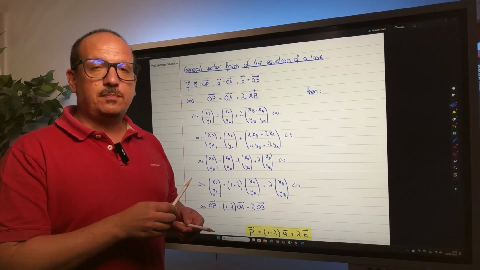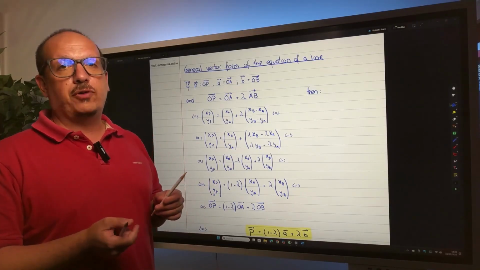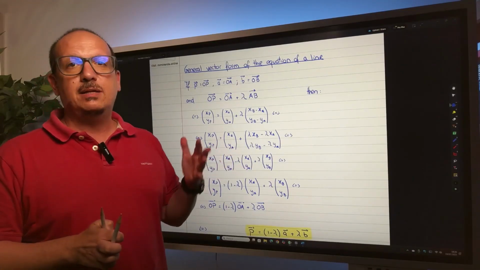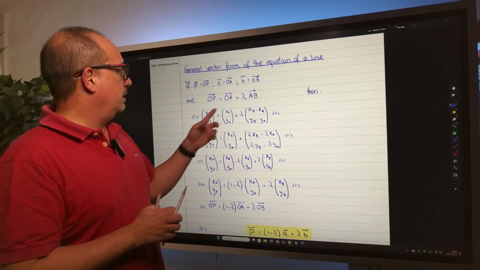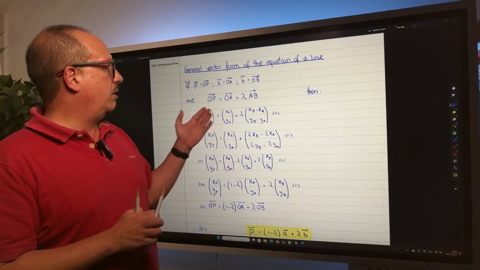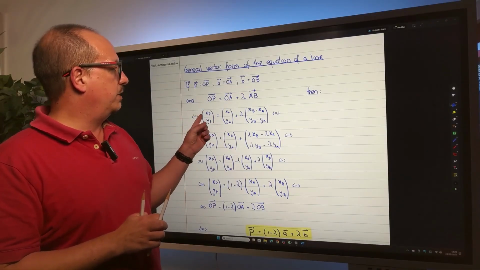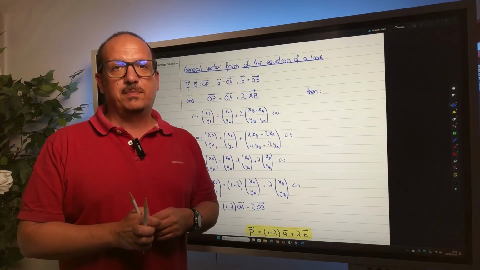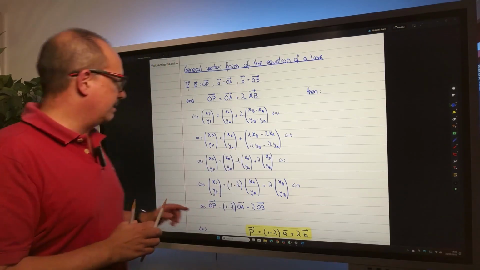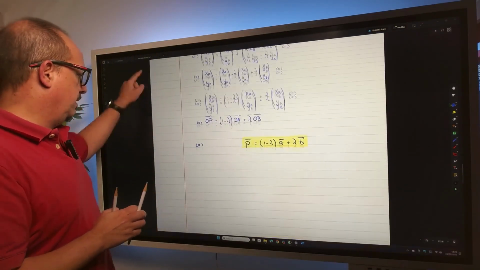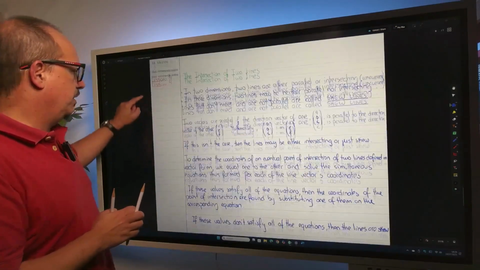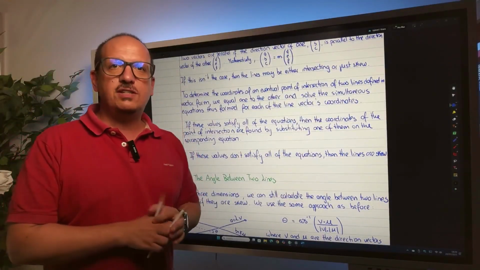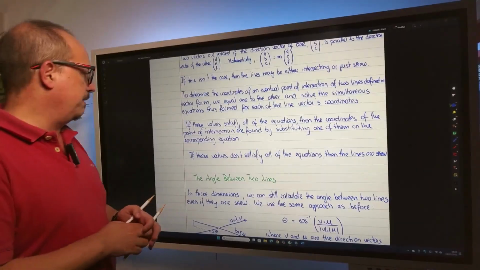Okay? And in order for you to find the coordinates of the point P, now that you know the value of lambda, substitute in either one of the equations, and you'll get the coordinates of that point. And that is as simple as that. Okay, I know that the notes that you have here apparently are more complicated than it actually is, but the procedure is just what I explained.